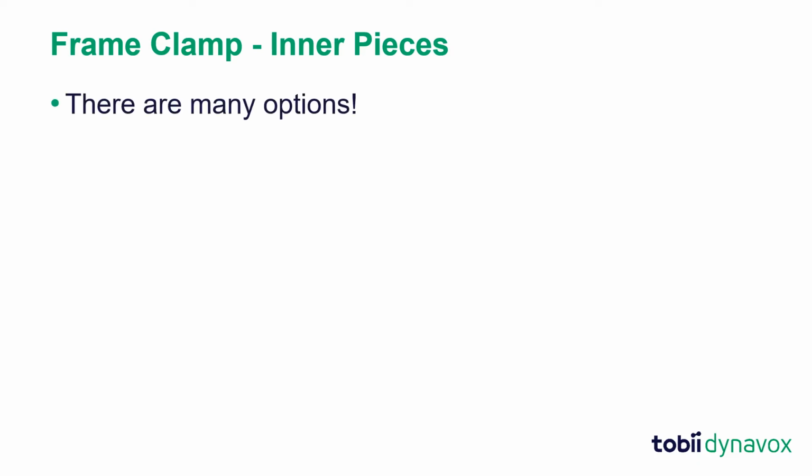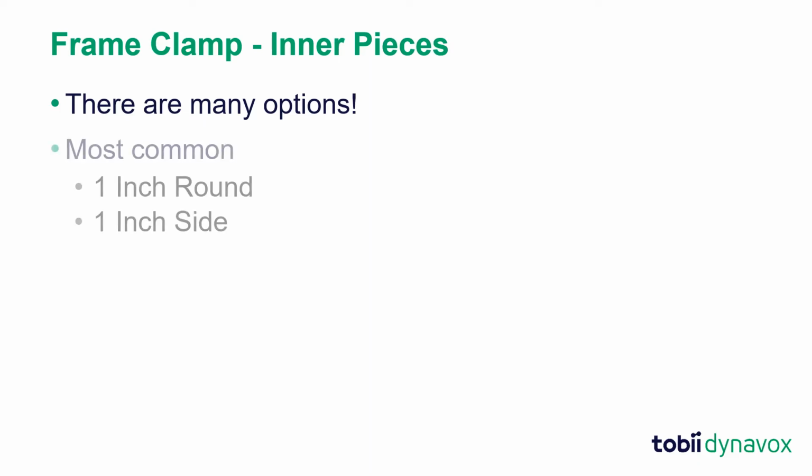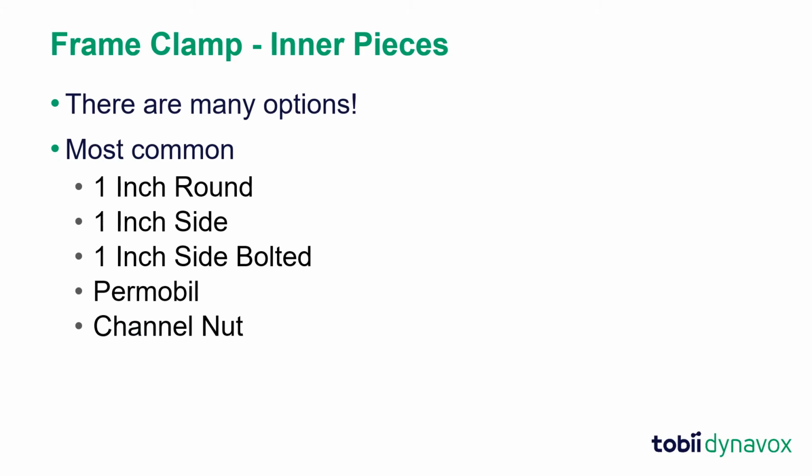There are many types of frame inner pieces. However, we have identified 6 frame inner pieces or fasteners that are most commonly ordered by your fellow sales reps. These are the 1-inch round, which is typically used for a manual wheelchair, and the 1-inch side clamp, which is also typically used for a manual wheelchair. The next 3 are typically used for power wheelchairs: the 1-inch bolted clamp, the Permobil Unitrack, and the channel nut. And finally, the multi-hole adapter, which can be used with most any style wheelchair to provide additional flexibility in positioning and strength in attaching. Let's take a look at each of these.